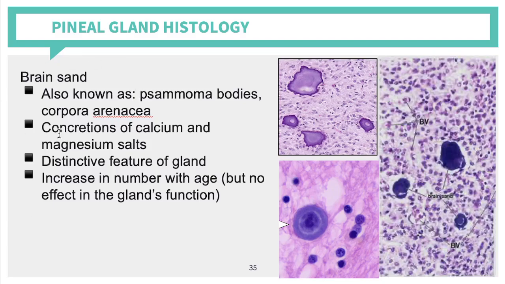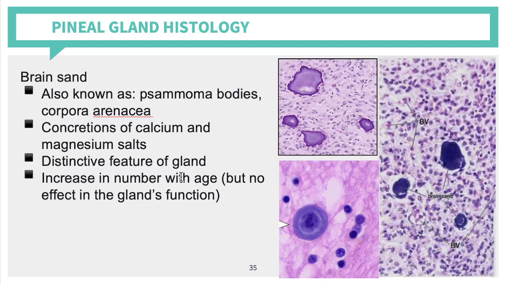We also have this term, brain sand. What is this brain sand? Also known as psammoma bodies or corpora arenacea. What is this? These are concretions of calcium and magnesium salt, and this is a distinct feature of the gland. But again, psammoma bodies are not only found in the pineal gland; they can also be found in other organ systems. So this is not specific to the pineal gland, but it is also a very distinct feature of it.